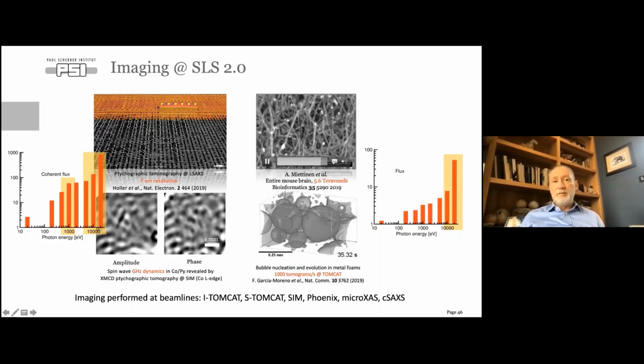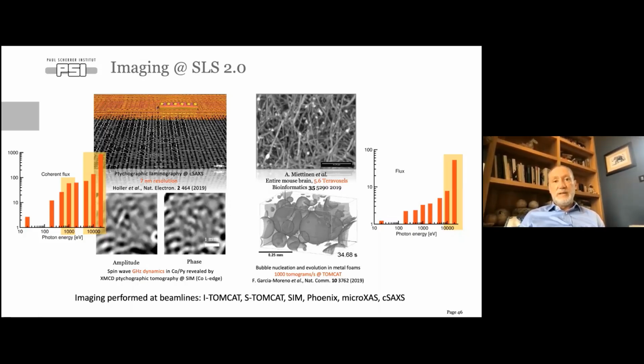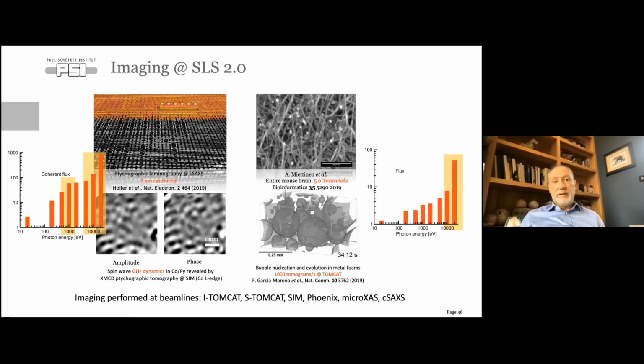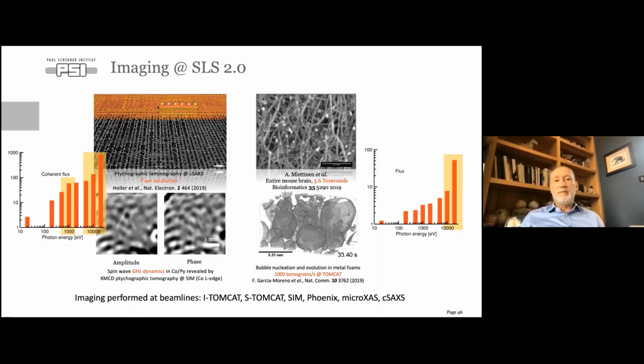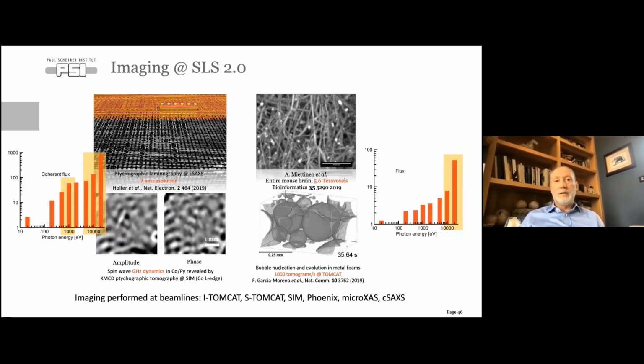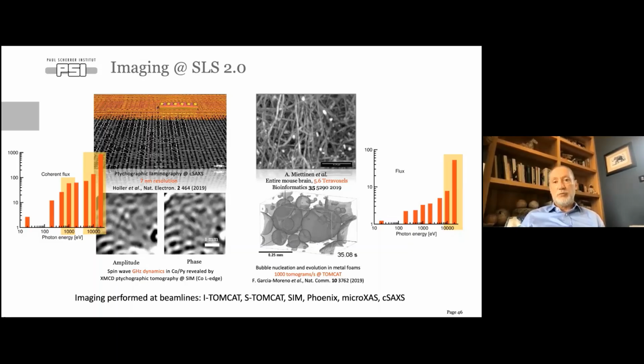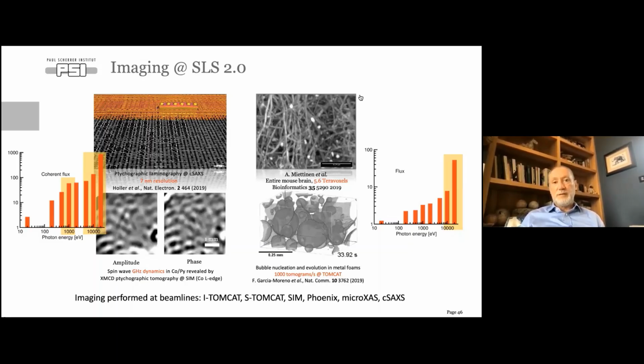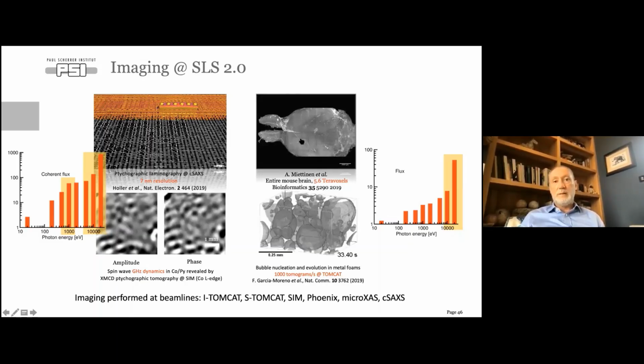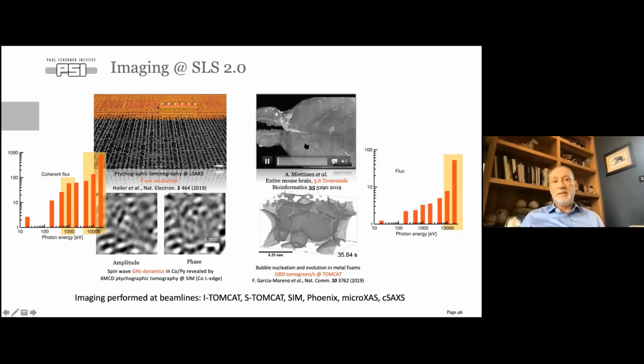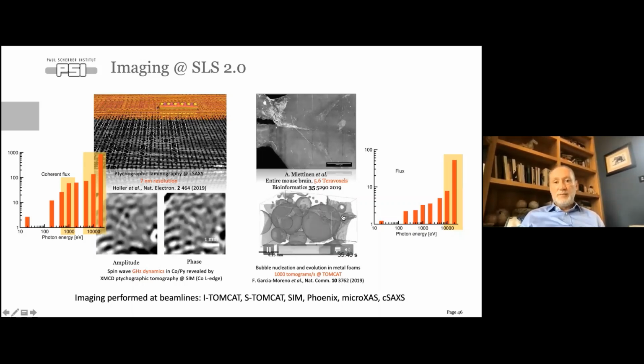In full field tomography, we've done amazing experiments with very, very large data sets of large samples down to micron resolution, as given, for example, in this paper here by Miettinen et al., and fast tomography.